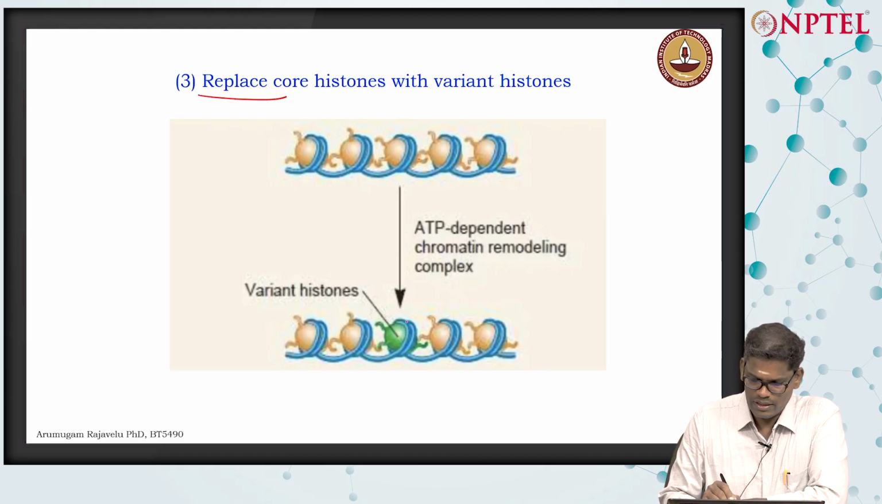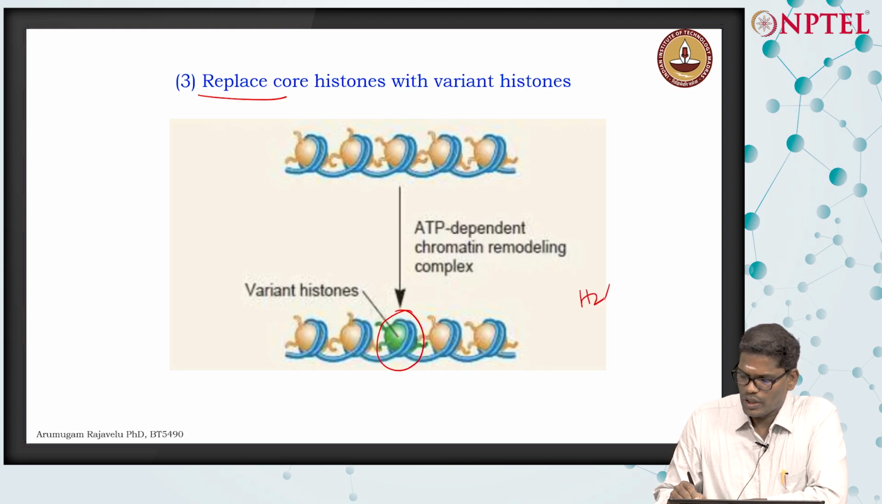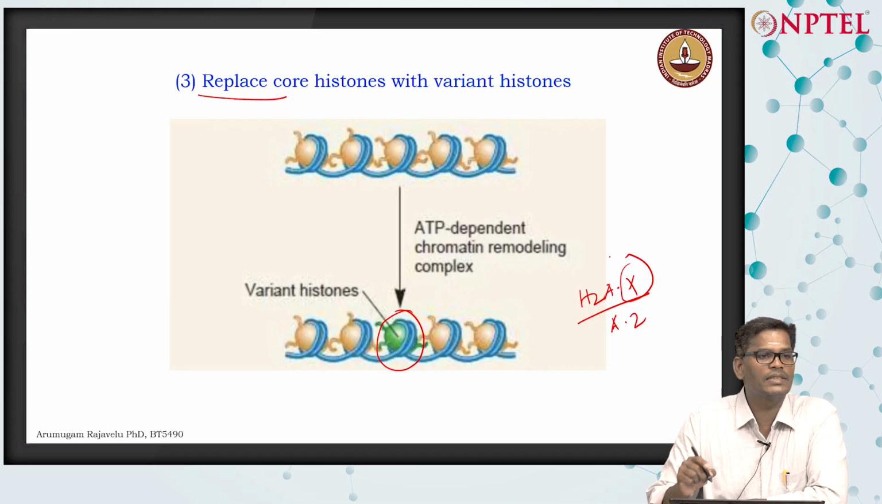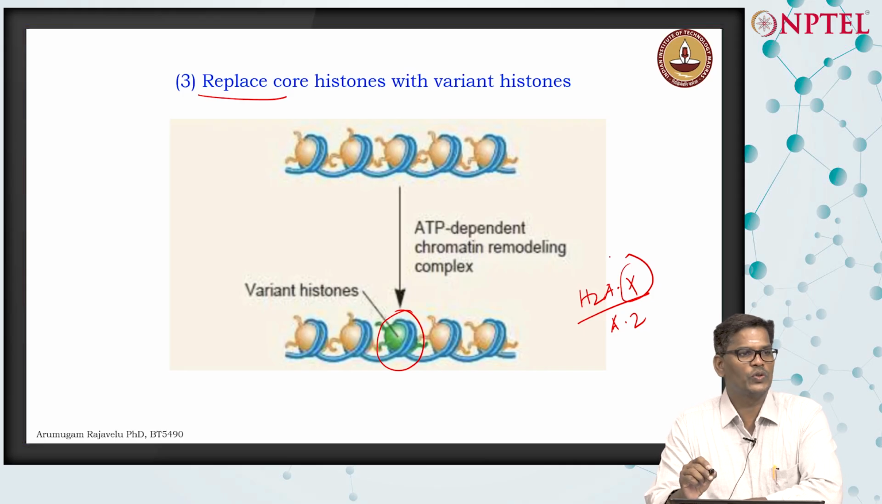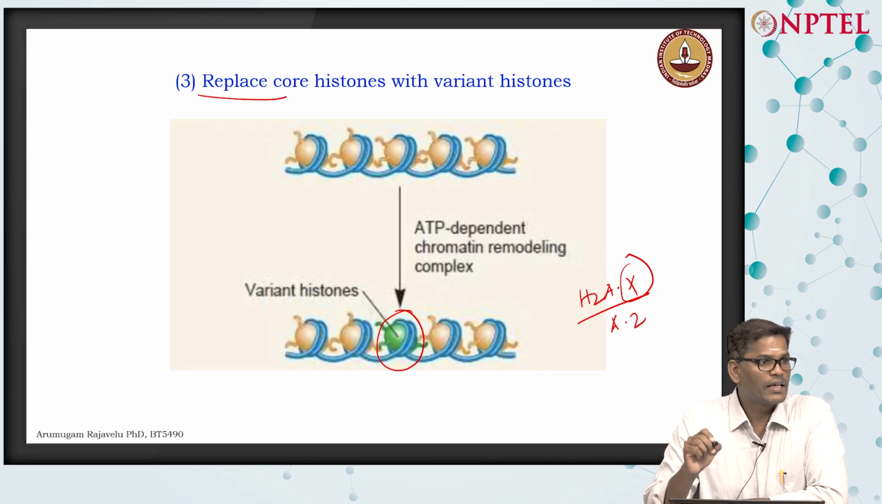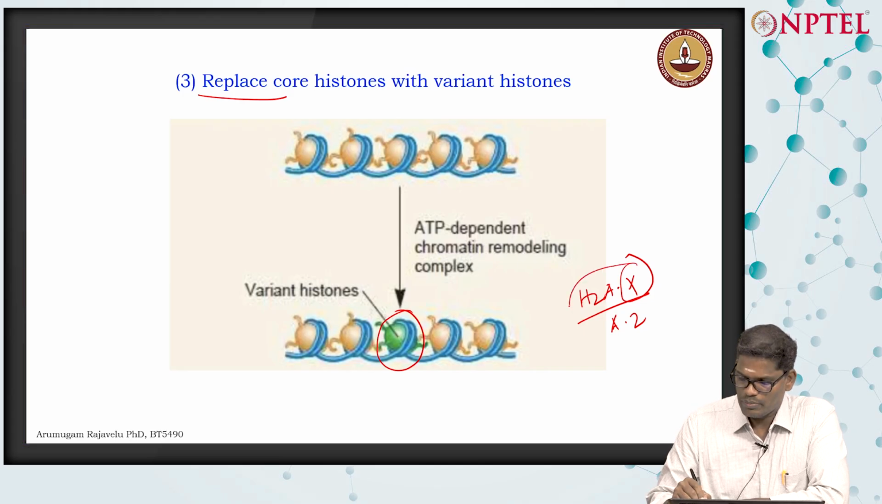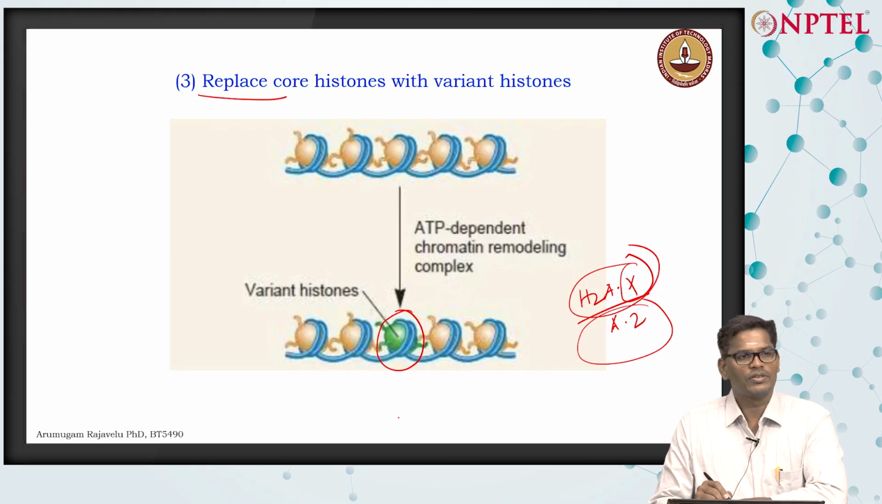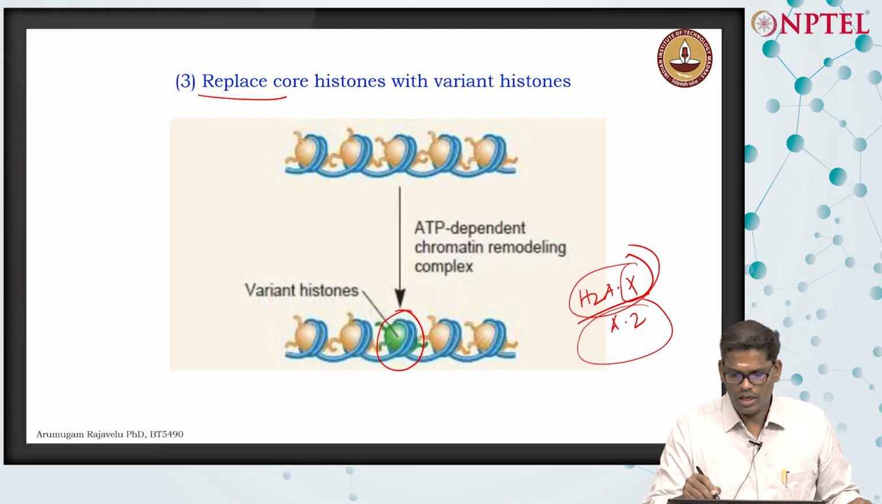In this case, particularly in connection with H2A.X or any other histone variant like H2A.Z: for X, keep in mind it is always repair. H2AX is a DNA repair marker. So wherever DNA repair happens, this histone variant is immediately replaced, and variant Z is for gene activation. It will be replaced completely. So these are also chromatin remodeling mechanisms through an ATP-dependent process.